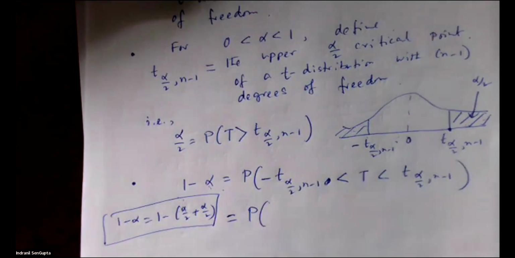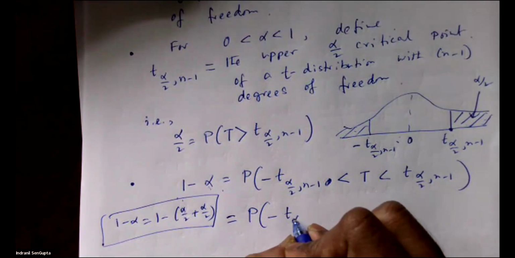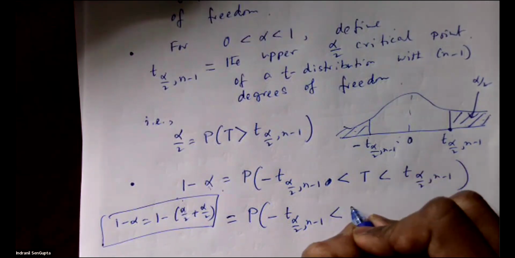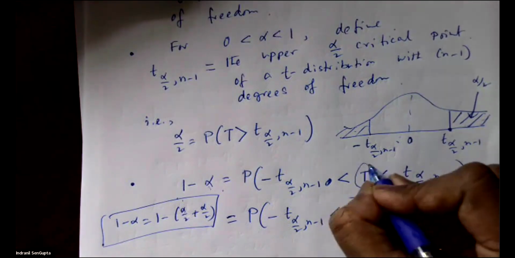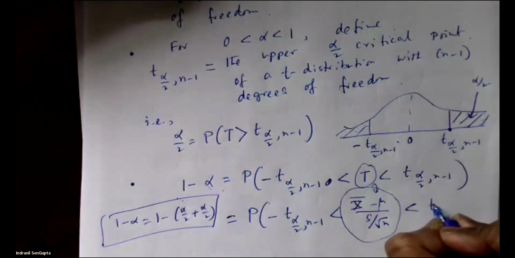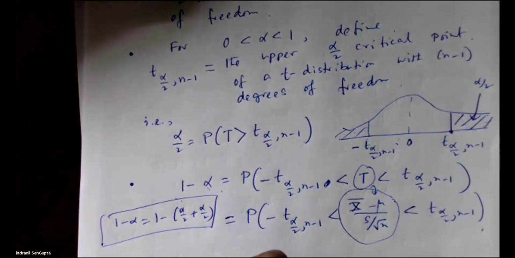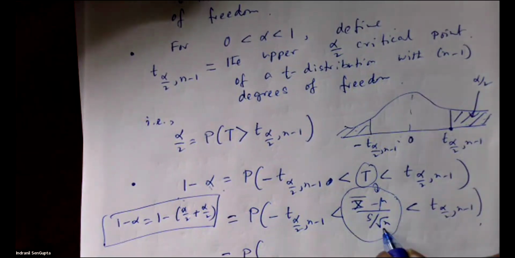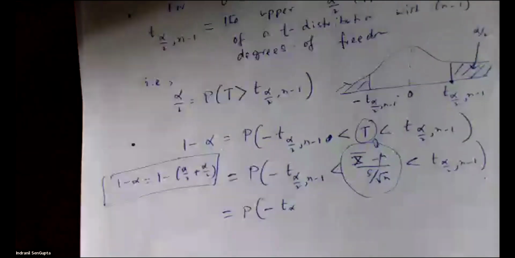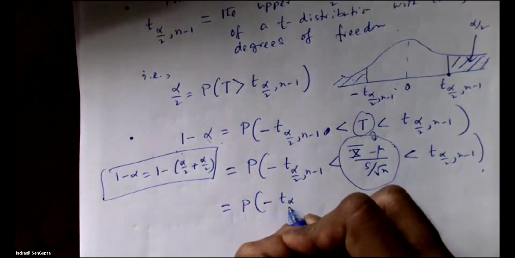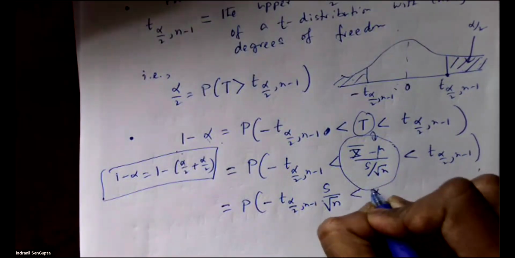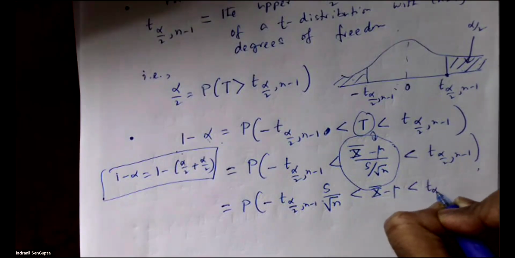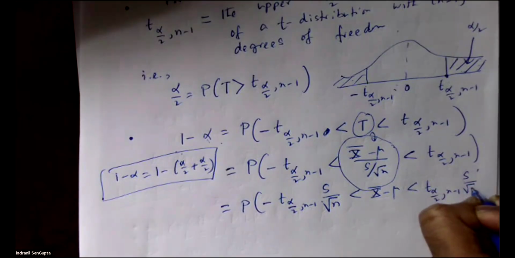Which is the same as the probability of, now let's spell out this t. So it's t of alpha over 2, n minus 1, less than x bar minus mu over s over square root of n. That's the value of t, right? So we just wrote t less than t of alpha over 2, n minus 1. If I simplify this, let's multiply with this quantity s over square root of n: minus t of alpha over 2, n minus 1 times s over square root of n, less than x bar minus mu, less than t of alpha over 2, n minus 1 times s over square root of n, right?